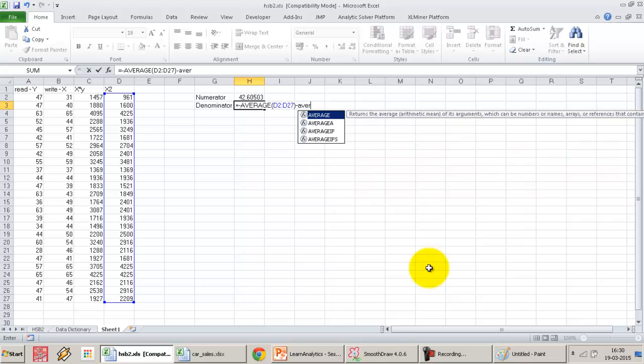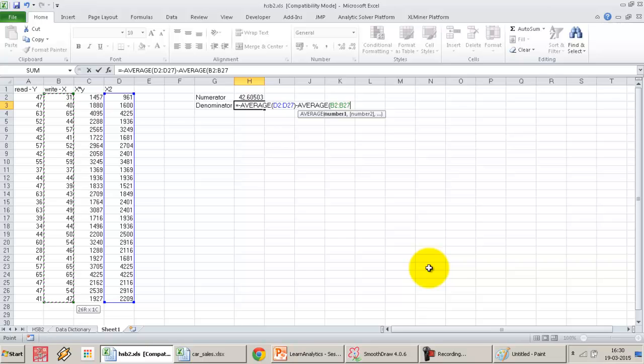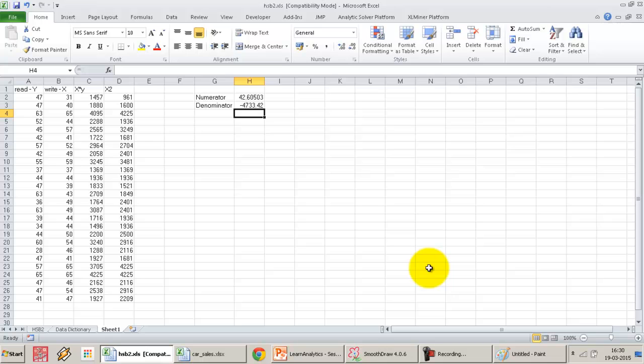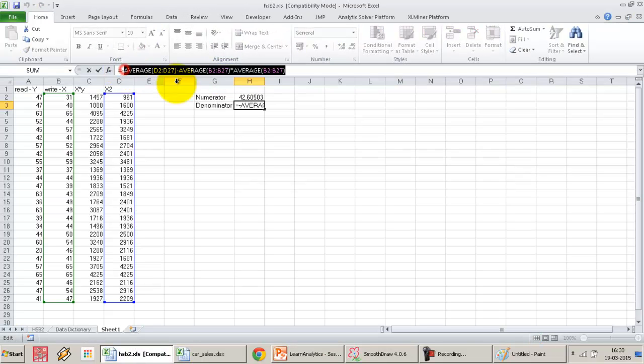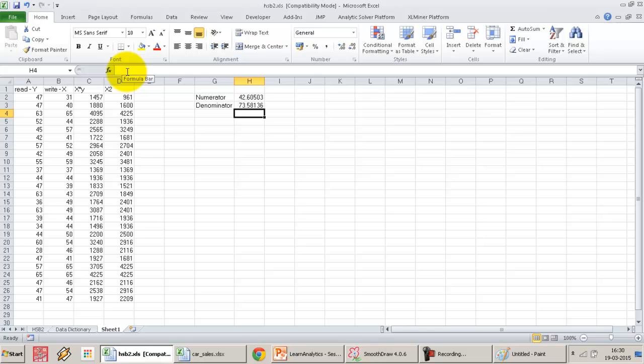So I take the average of x and I square it, so I multiply it by itself again. And there we have it, we have the denominator as well. So there's something gone wrong with my formula. Let me have a look at this. There's a negative sign over here, I'll just remove that. Yeah, there it is. So I get the denominator.